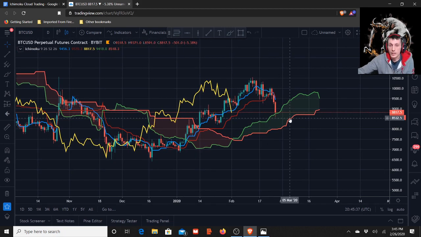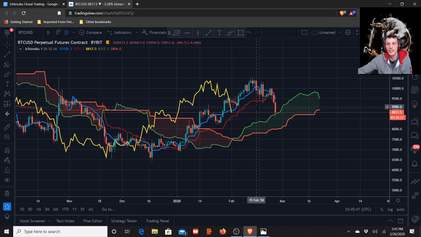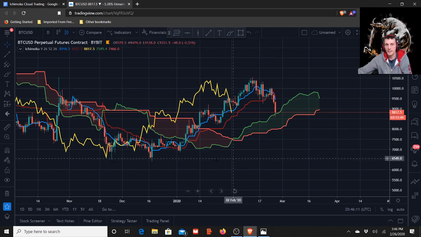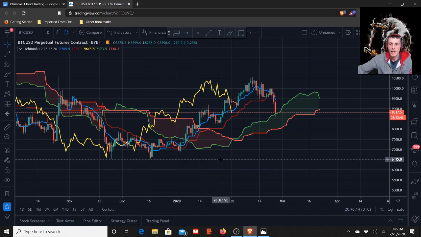So like right now, we are in the cloud on the daily on Bitcoin. Our lagging span line is in the price, in the candles. So this is a no trade zone. You would wait. If we can get back above the cloud and we have the cross, you can see that the blue line is crossing underneath the red line. So I would actually wait until we get into the cloud and we break below the cloud. Once we break below the cloud, I'll be looking to take a short, as long as my lagging span and everything is in the right position.